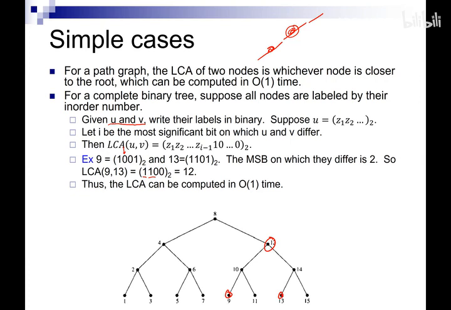Okay, so therefore all of this can be done in constant time. We're going to assume that we can write this binary representation in constant time, and then you can find this ith bit in constant time. And so all of this just takes constant time to do.